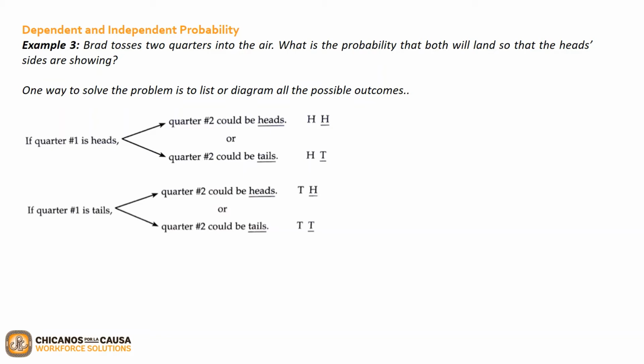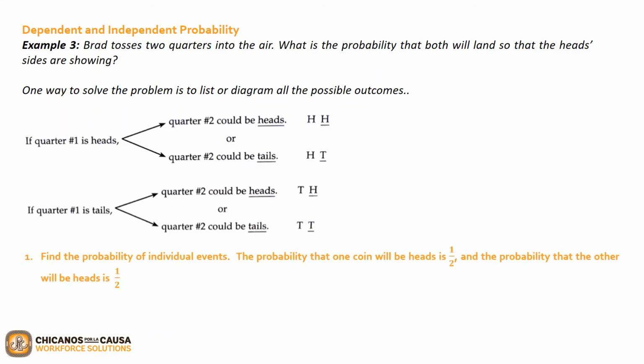So you'll notice that we have 2 sections. If quarter 1 is heads, we have 2 possibilities of quarter 2 could be heads, which would give us HH or 2 heads, or quarter 2 could be tails. So we have heads and tails. Now, second quarter. If quarter number 1 is tails, we have 2 other possible outcomes. That would mean that quarter 2 could be heads, which would give us TH, as in tails and heads, or quarter number 2 could be tails, giving us TT.